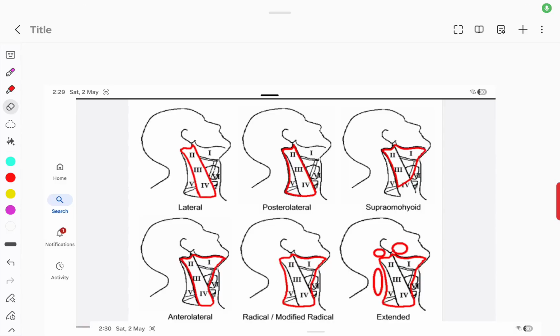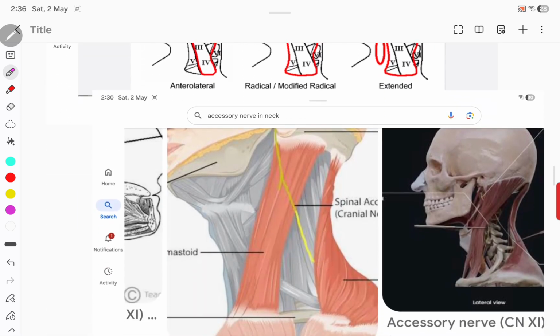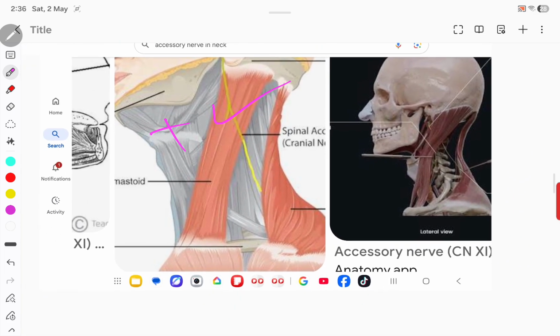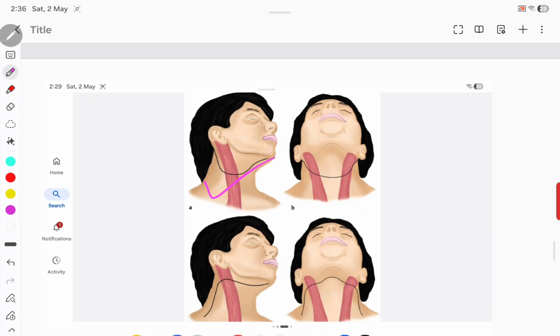We are going to discuss the neck dissection. First category is the radical neck dissection, in which we remove the group of lymph nodes, that is 1, 2, 3, 4, 5, plus we remove this nerve, we remove this internal jugular vein, and we remove this sternocleidomastoid muscle. So this is the one category.